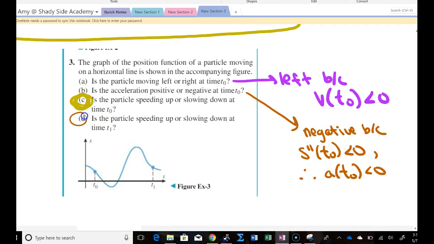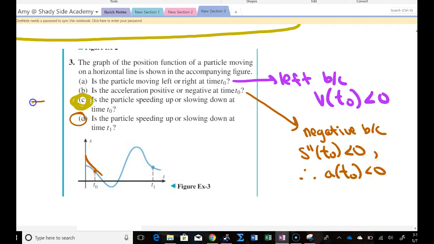I just realized D is about speeding up and slowing down also. But part A, the particle is moving left. The most pithy answer is because the velocity at time t naught is negative. If this is the position function, velocity is the slope of the line tangent to the position function. It is clearly negative. Acceleration is negative there because at t naught, you can see that S is concave down. Look, S double prime is negative. If S double prime is negative, that means the same thing as A being negative.